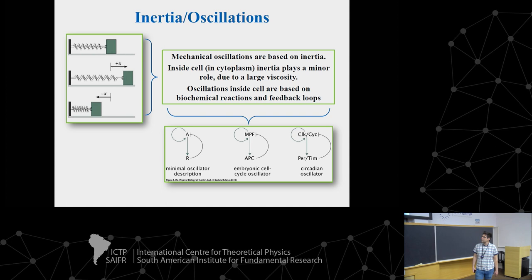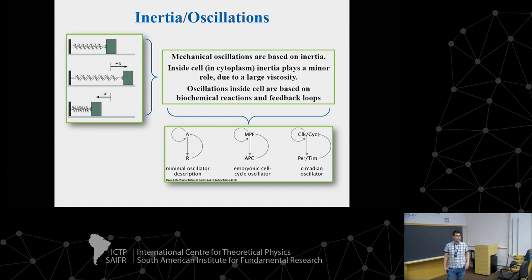And the most well-known motif, although it's not the only way that you can have oscillations in your cell, is the following simple motif. So you have your activator, and you have your repressor. And then your activator is activating itself. So there is a positive feedback loop here. And the repressor is, as you can imagine, repressing the activator.